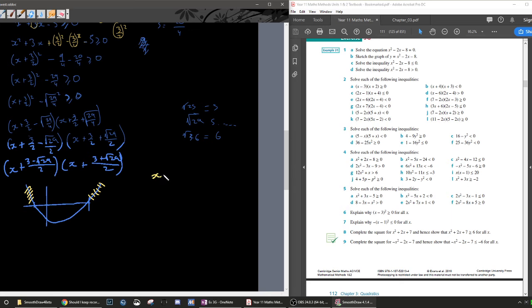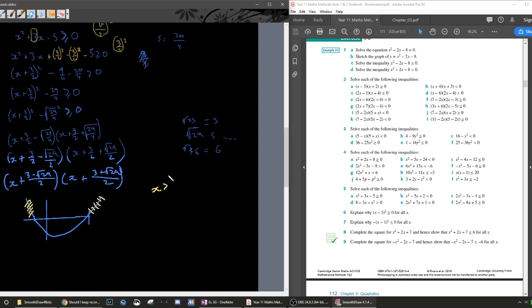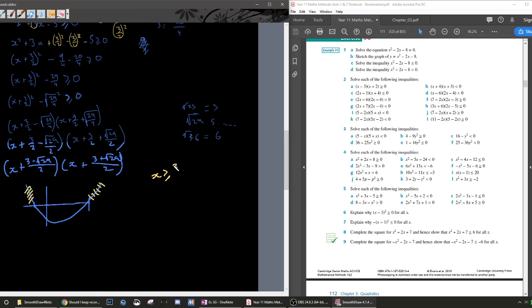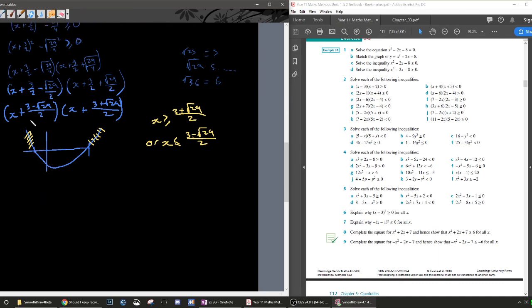So it's going to be x is greater than or equal to 3 plus root 29 on 2, or x is less than or equal to 3 minus root 29 all on 2. That's going to be a negative, isn't it? I made a mistake there. Well, I shouldn't record videos so late. Okay, let's scrap that a little bit.